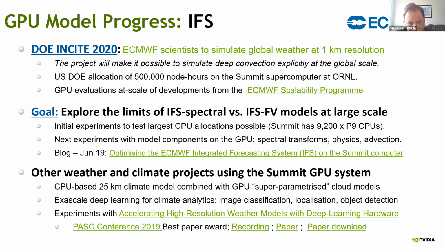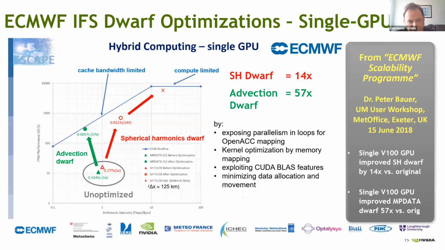I'm certain Dr. Dubin gave a lot of detail on that, but it started with the ESCAPE project that we joined in 2017 as one of the 11 members. And this story has been told many times. I won't go into details, but there was a spherical harmonic dwarf and then an advection dwarf. We've got some really nice performance on these. This is based on their spectral model. This is what got implemented into the work that they're doing on Summit.